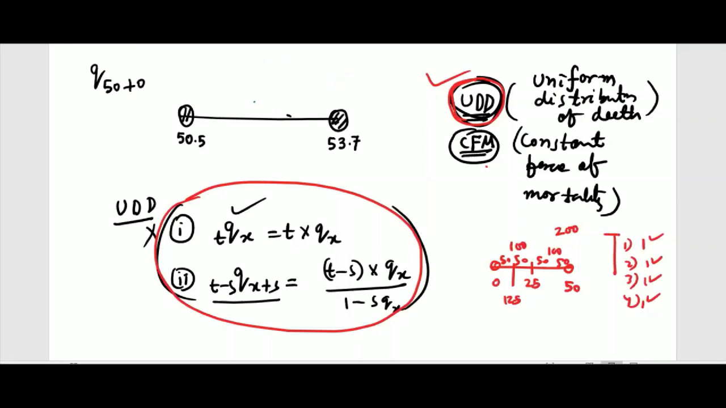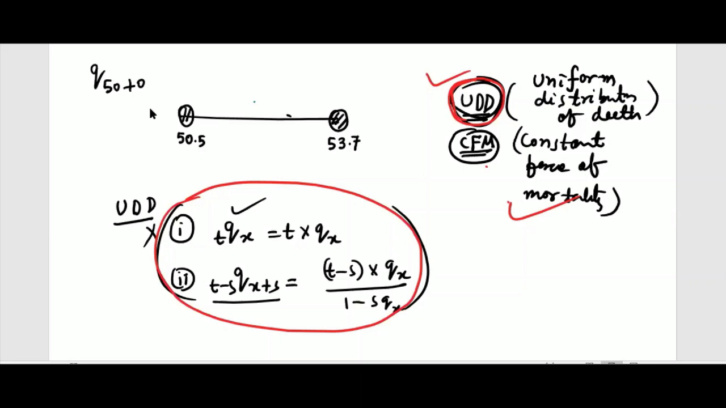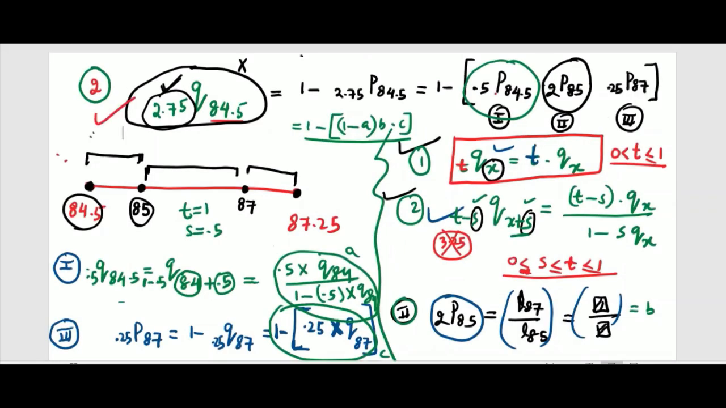Now tell me, when we say uniform distribution of death, is mortality changing or not? That is my question. When I say UDD, is mortality changing or is mortality constant? Because I have written constant force of mortality here also. Is mortality increasing, decreasing, or not changing? We'll do the same question using CFM as well. This is UDD, then we'll do it using CFM. Then you complete the assignments. When you do more problems, you will get to know more, that's for sure.